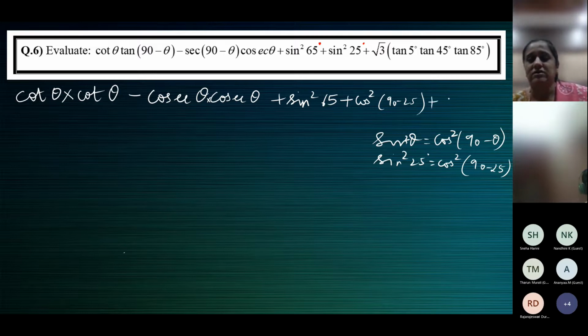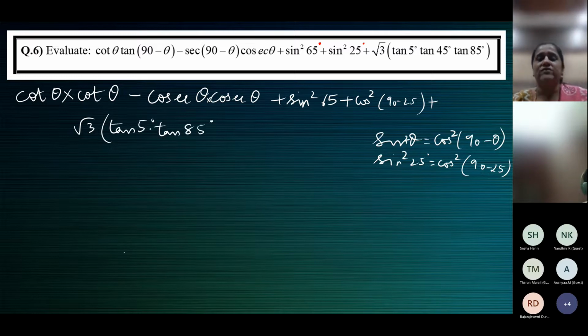Plus, I'm continuing below here, root 3 into, let's group tan 5 degrees and tan 85 degrees because 5 and 85 make 90. You'll have to group like that when they're not standard angles. 5 and 85 are not standard angles. When they're not standard angles, you group so that the sum is 90 degrees. So 5 plus 85 is 90. So we'll just pair them. And tan, see, it's a multiplication everywhere. So tan 5, tan 85 we pair. And tan 45 we leave it alone because we can get its value from the table.